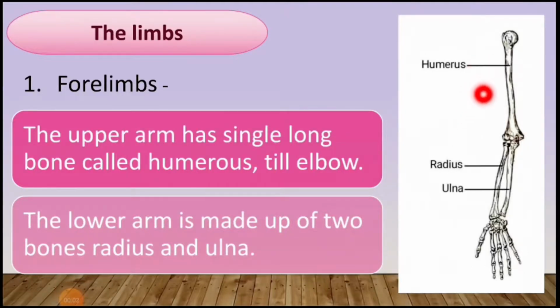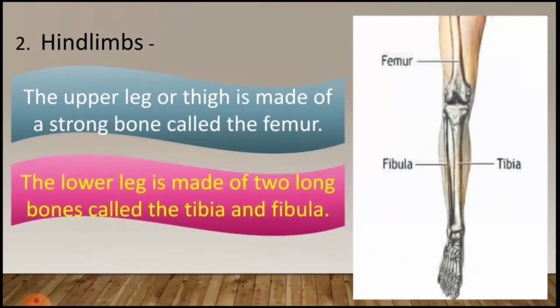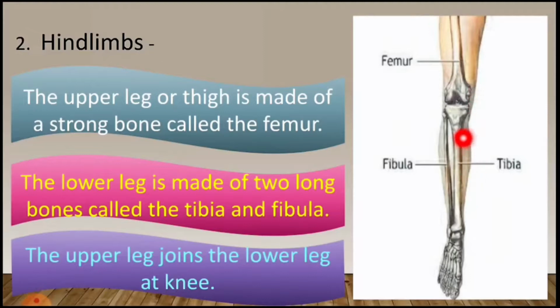The upper arm is made up of a long bone called humerus, while the lower arm is made up of two long bones called the radius and ulna. The upper arm joins the lower arm at the elbow. Second is hindlimbs. The upper leg or thigh is made of a strong bone called the femur. The femur is the longest bone in our body. The lower leg is made up of two bones called the tibia and fibula. The upper leg joins the lower leg at knee. The long bones of the skeleton are hollow and are filled with soft fatty substance called bone marrow.